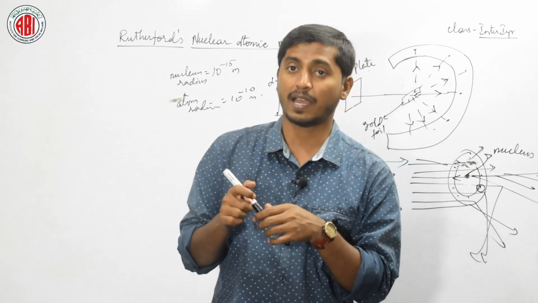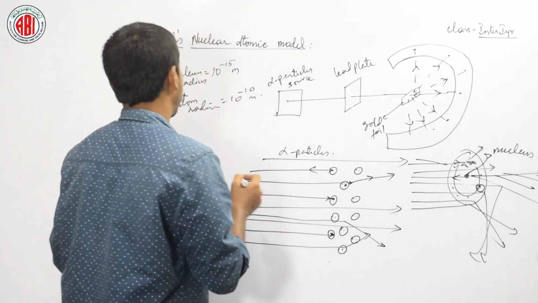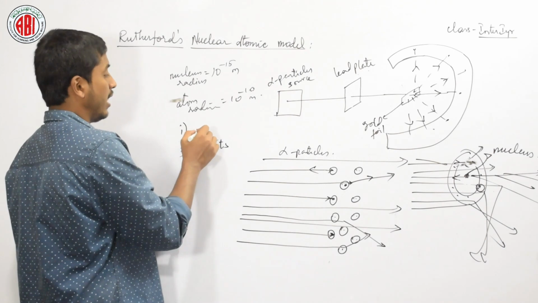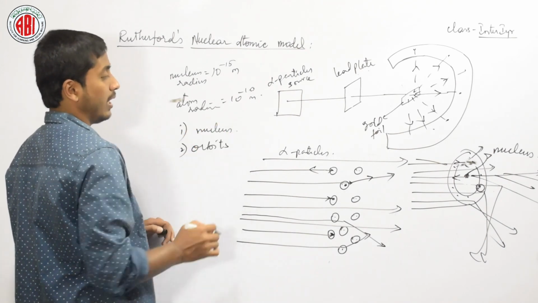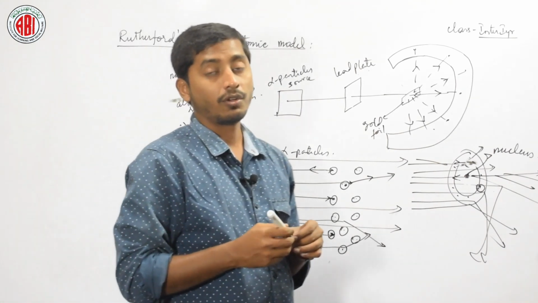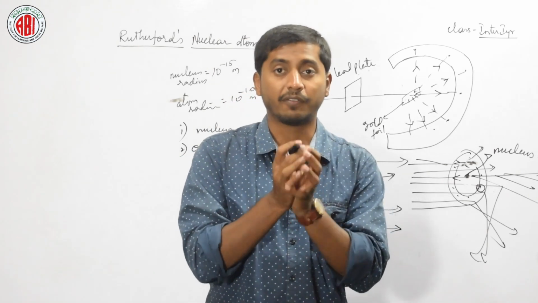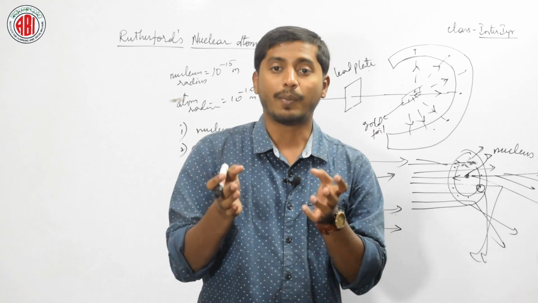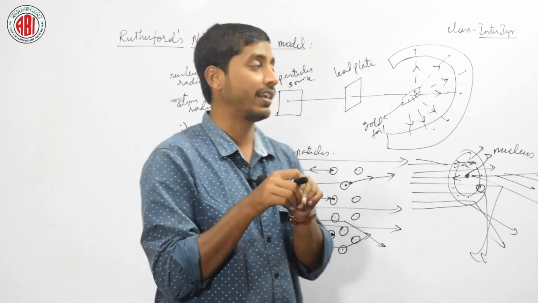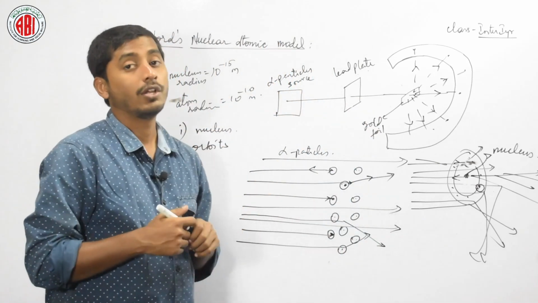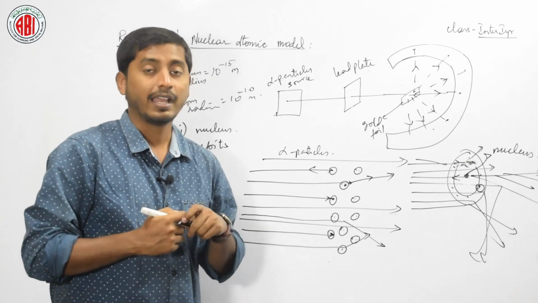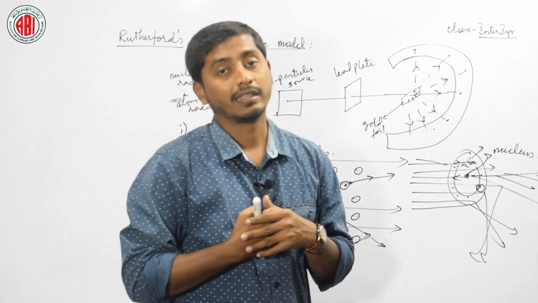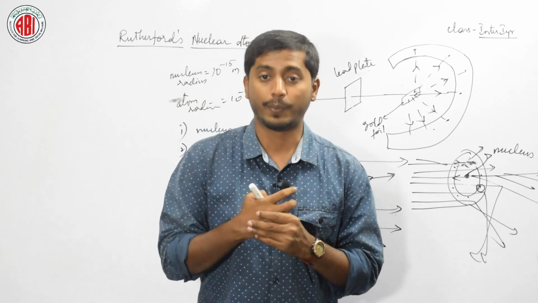He defined those paths as orbits. What is the first point? He gave what a nucleus is. A nucleus is a specific part where the whole positive charge and whole mass of an atom is highly concentrated at a point. That point is called the nucleus. And the second point is the electrons revolve around a specific path. That particular path is called an orbit.